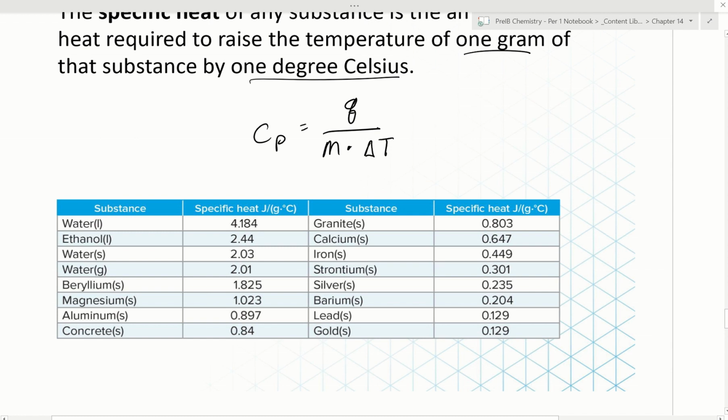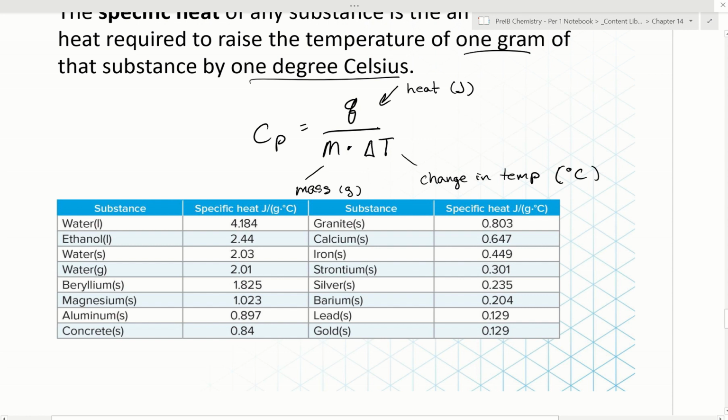C sub P just means specific heat. That's all that means. Remember, Q is the heat in joules. M is the mass in grams. And delta T is the change in temperature in degrees Celsius. All right, so those are all the units.